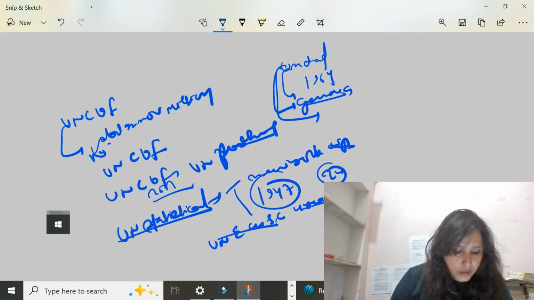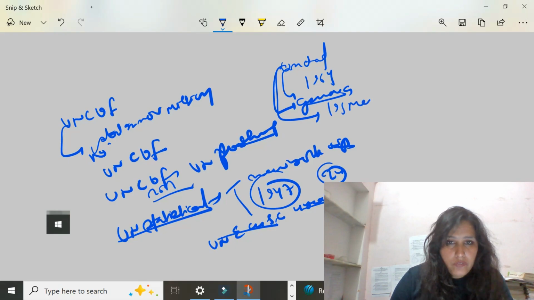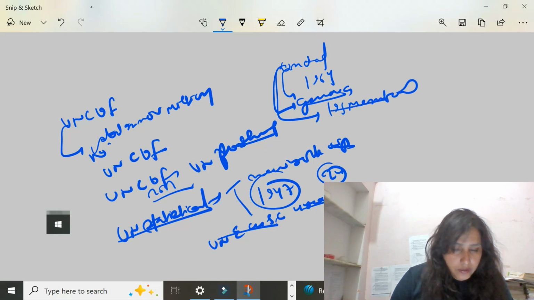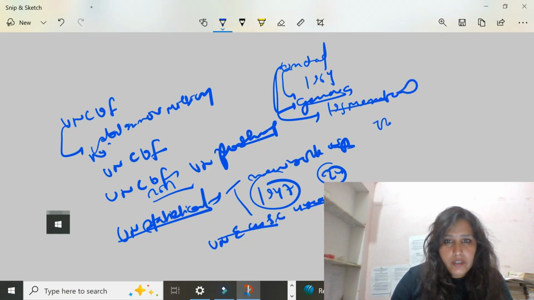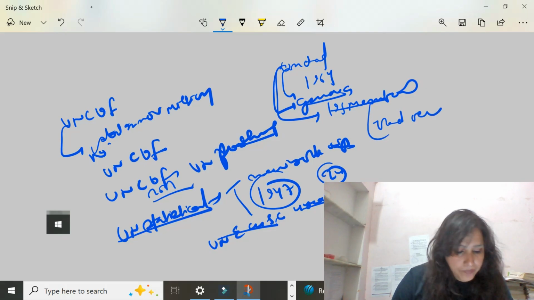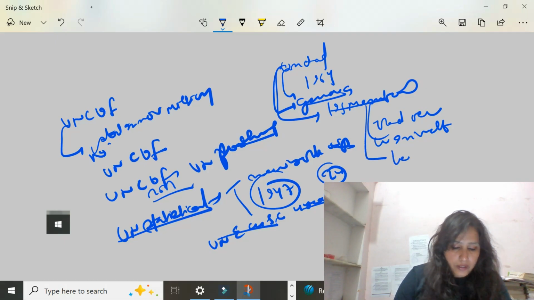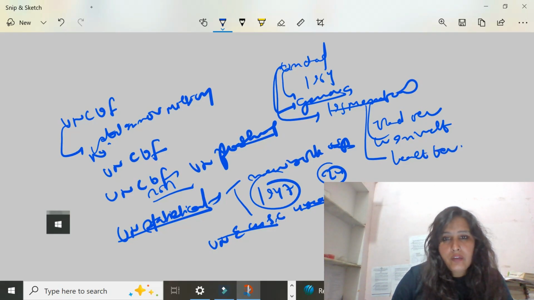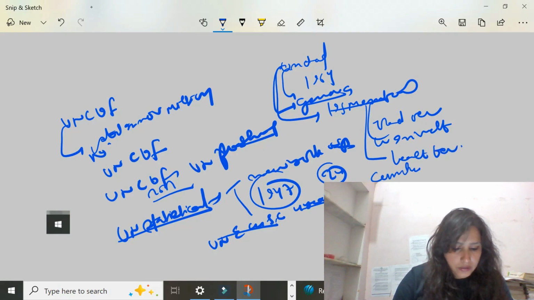Okay, now next is the United Nations Conference on Trade and Development, that is UNCTAD. UNCTAD is a permanent intergovernmental body that was established in 1964, and its headquarters is in Geneva. It helps developing countries participate equitably and use trade and investment, and there are 195 members in UNCTAD.